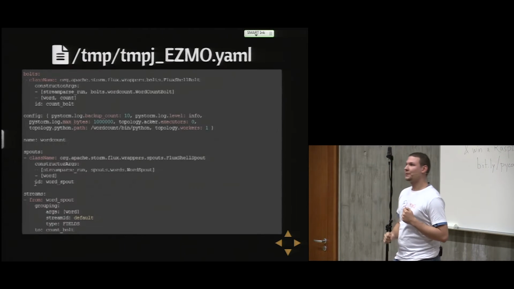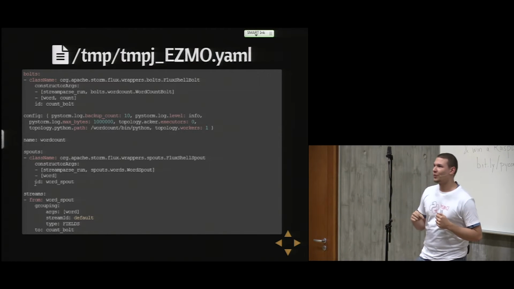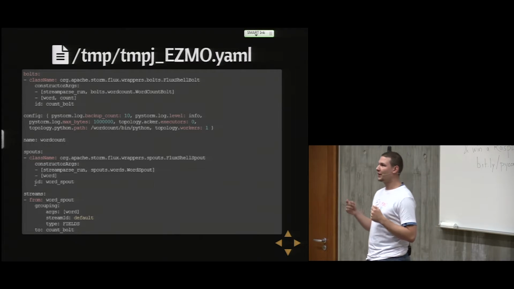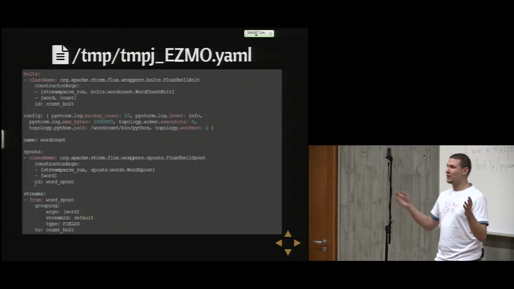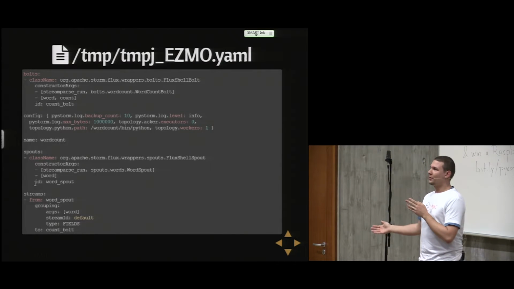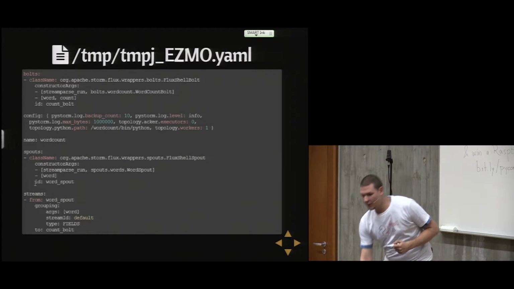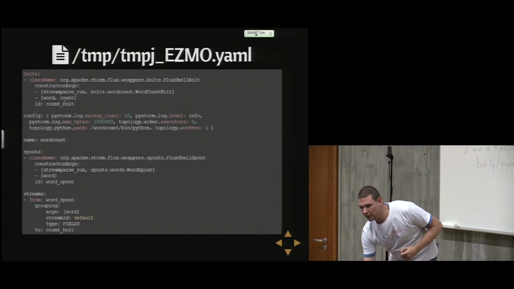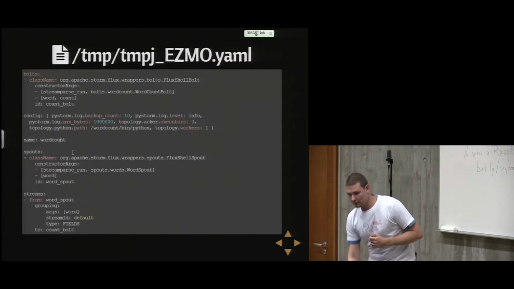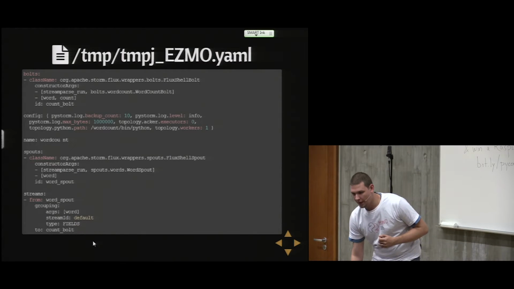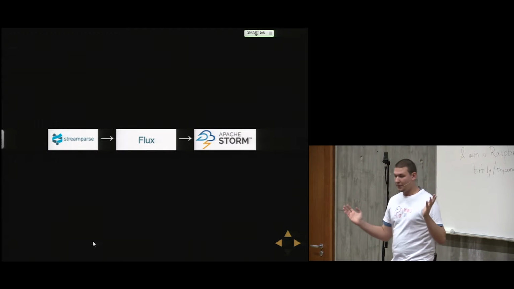And the YAML file, if you look closely, resembles the topology config we wrote in Python. That's basically what Streamparse does. It takes the topology Python definition and transfers it to a YAML file. So we have the word spout, word count bolt, and so on. So it's that easy, let's say.